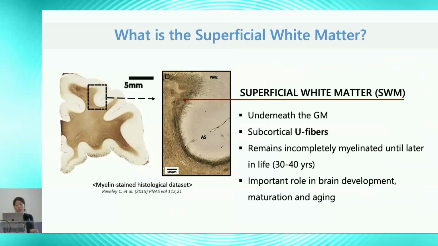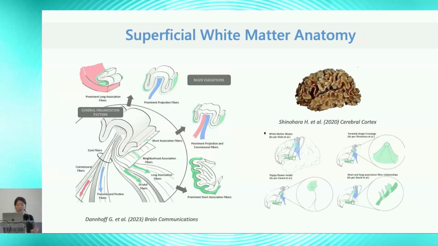The superficial white matter refers to the white matter located directly underneath the gray matter, which contains U-fibers that connect adjacent gyri. These regions remain incompletely myelinated until later in life, suggesting an important role in brain development, maturation, aging, and various disease studies.